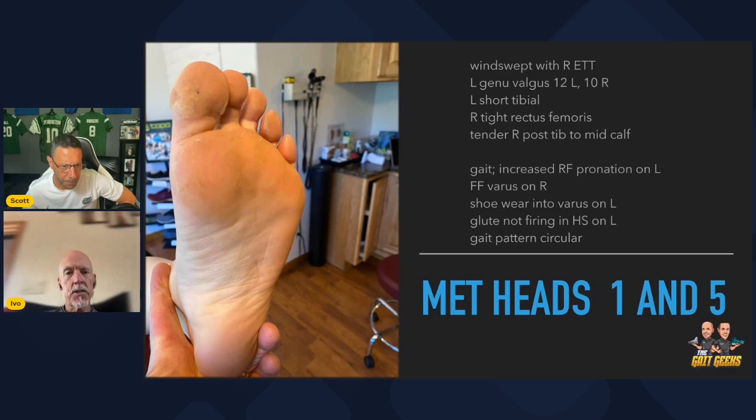This gal came in with posterior tibial tendonitis on the right side. And she's a little bit longer on that side. She's pronating through a little bit more on that side. And that's part of the reason that she had that issue there.